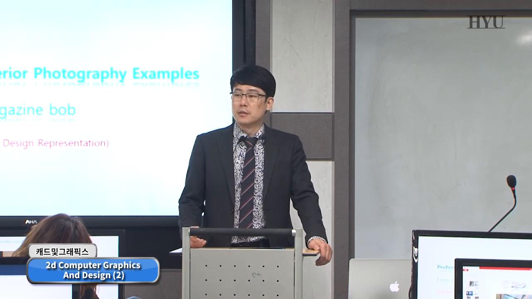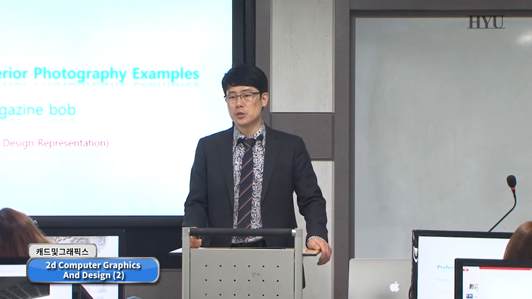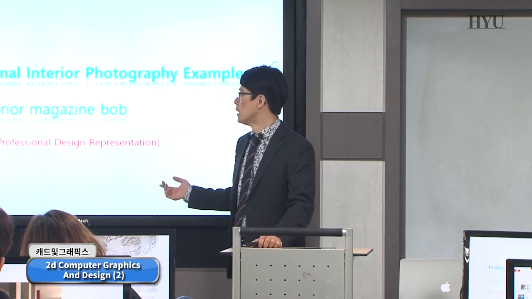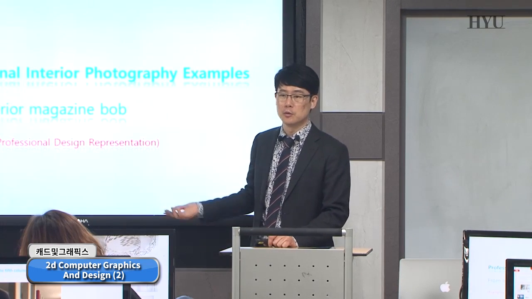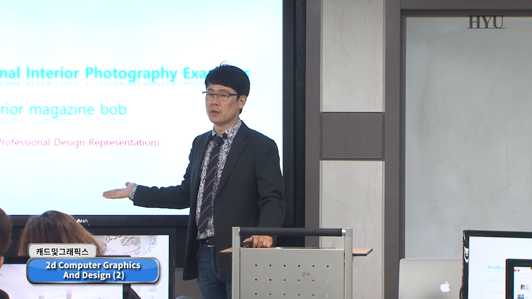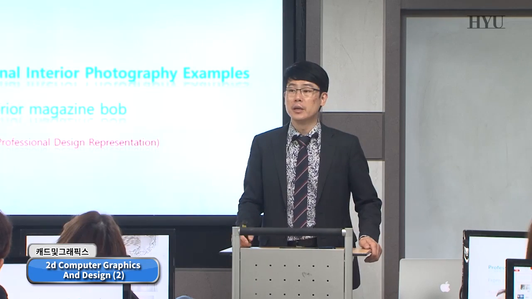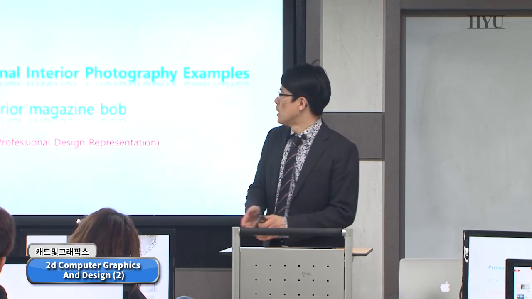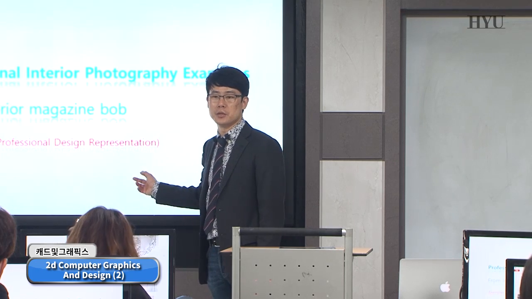Professional interior photography examples from Interior Magazine, BOB. Some professional magazine for interior architecture design globally named BOB. The magazine BOB, of course, contains a lot of pictures as well as 2D graphical designs for maximizing the meaning of the designer's intent for real-world projects. In other words, here are some examples of professional design representation.